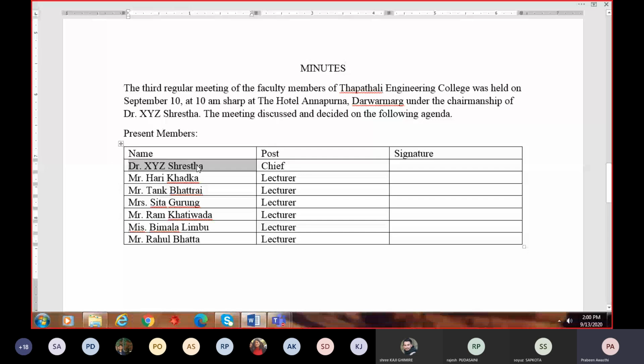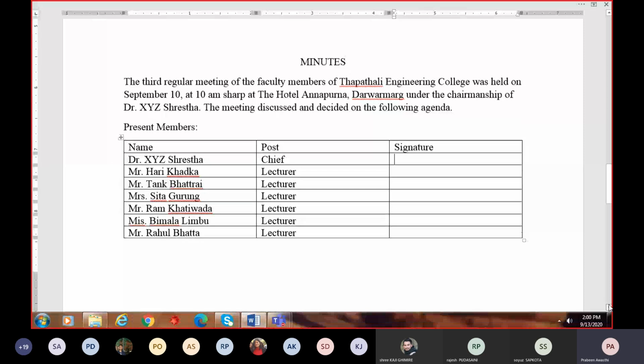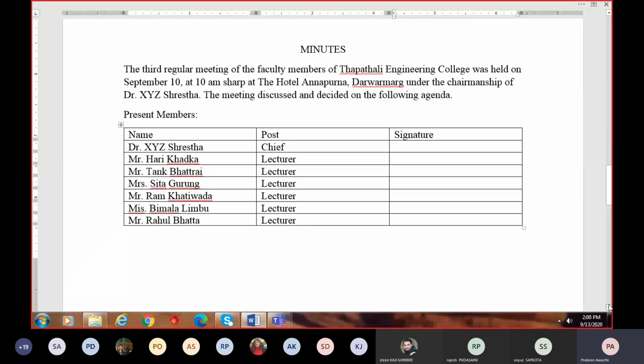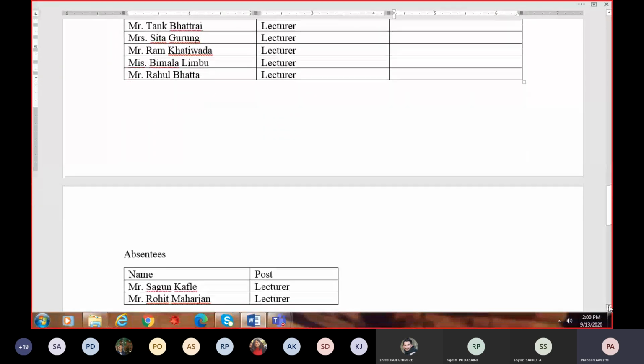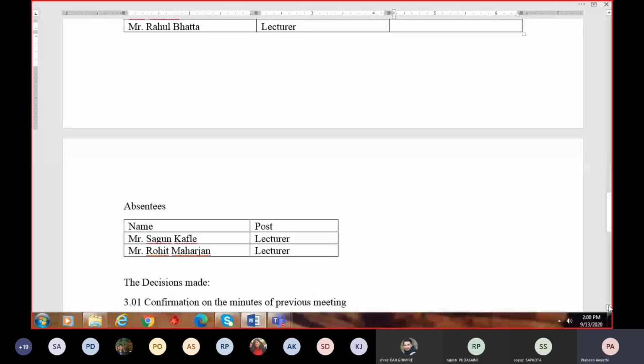This should be taken into consideration. Other things you can think of the names and write down. XYZ Shrestha, chief, then you give position, post, then signature also you do yourself in the exam. Okay. Then after absent members, absentees, you go to absentees. If there are absentees, write down, otherwise no need. But in the exam, write down absentees.